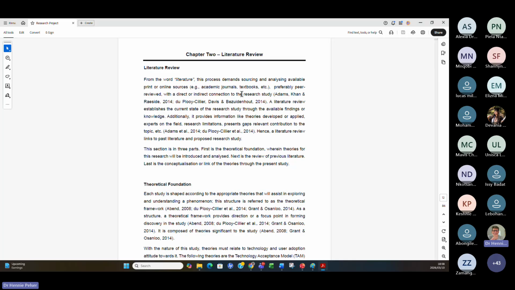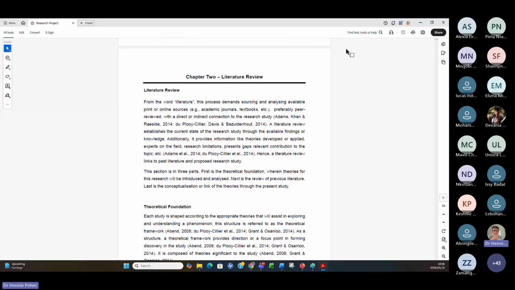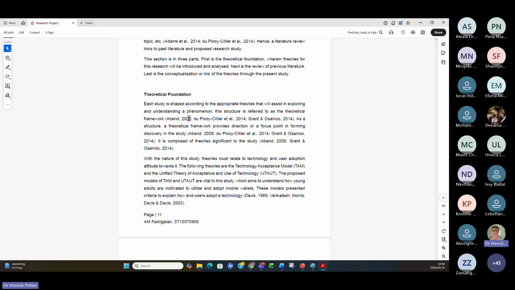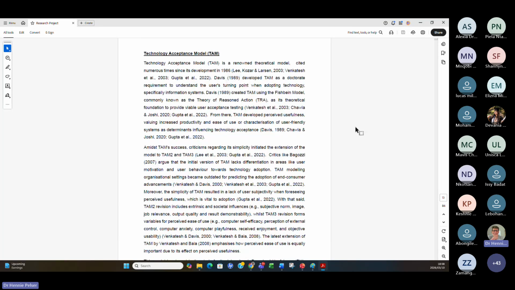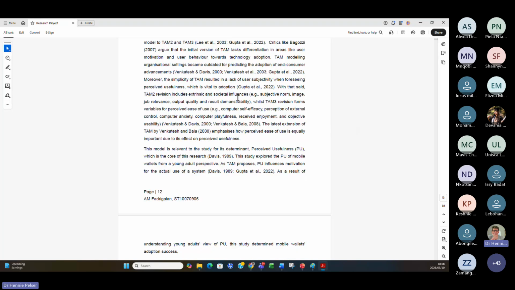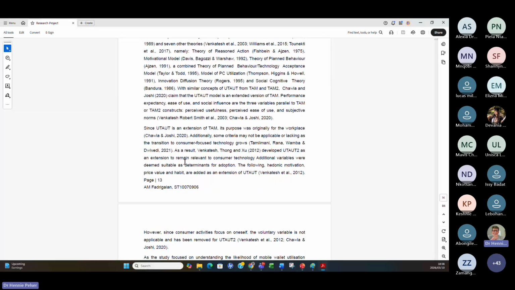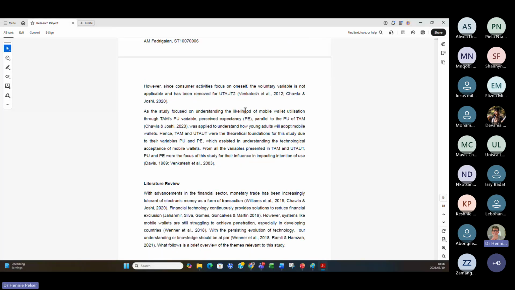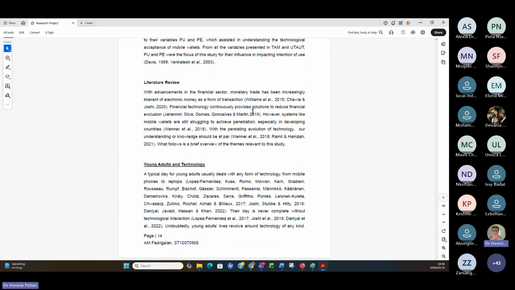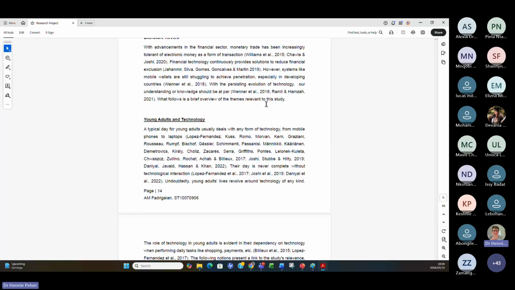So you'll see what a literature review is. I'll prefer this one, but you'll see how she's discussed her theoretical foundation. She's used TAM and another theory, okay? And the 3 components will be there. In terms of the literature review, you will do a lot of reading. You'll spend a lot of time doing research to find sources to work from.